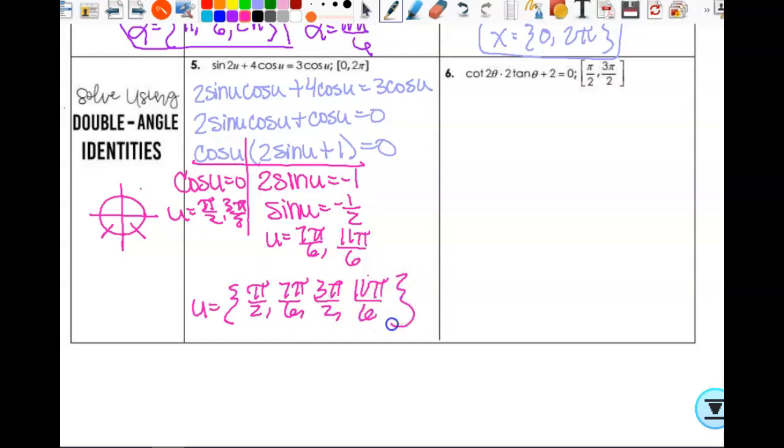Do I need to check these answers? No, because we didn't square both sides, so we're good. What questions you got?